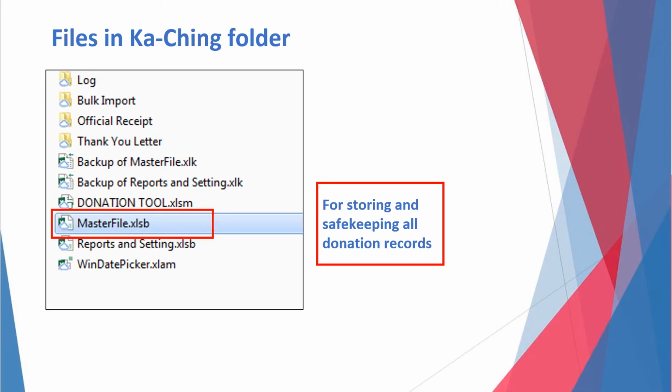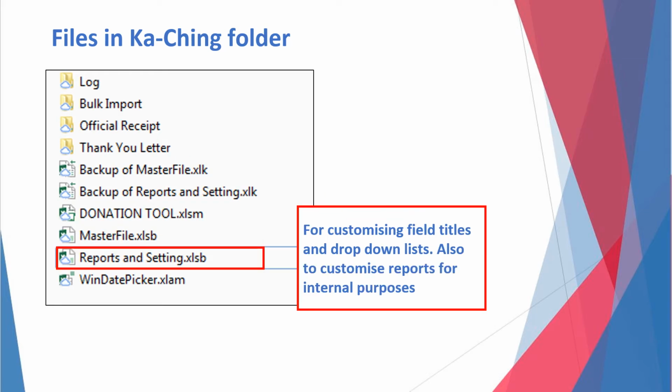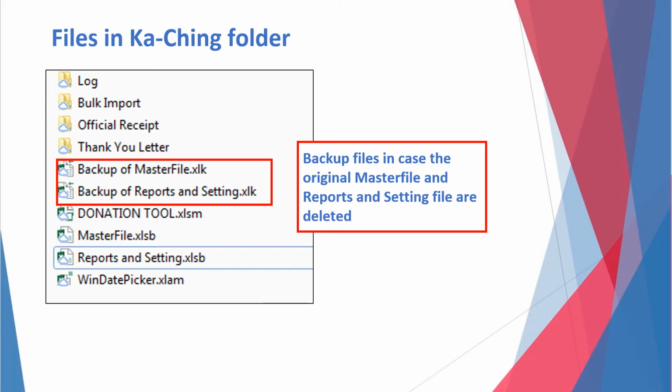Next, the master file is used to store and safekeep all donation records. Every entry you key into the donation tool will be automatically recorded here as well. This is the reports and setting file which your administrator would use to configure and customize the tools for your organization's use. Reports generated can be accessed here. These files are the backup for the master file and reports and setting file. A backup is automatically created once anyone in your organization starts using the Ka-Ching tool.